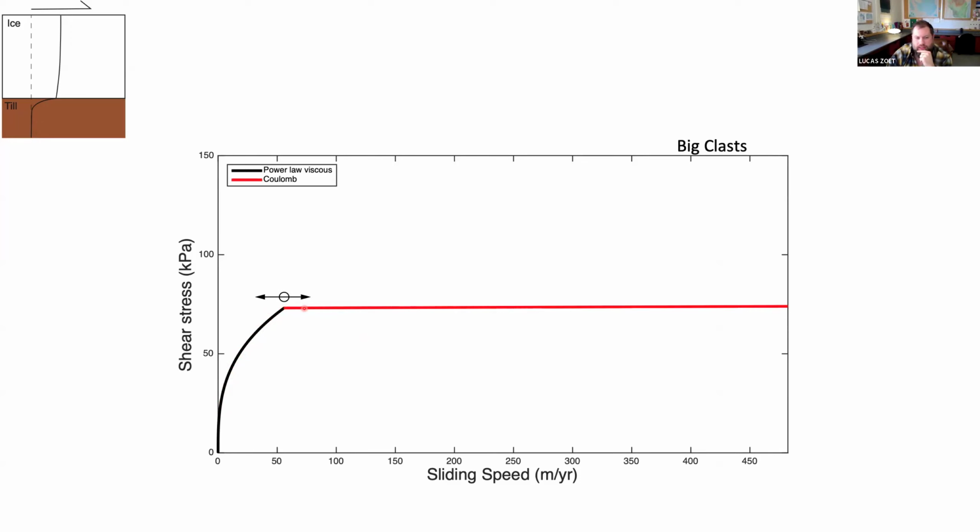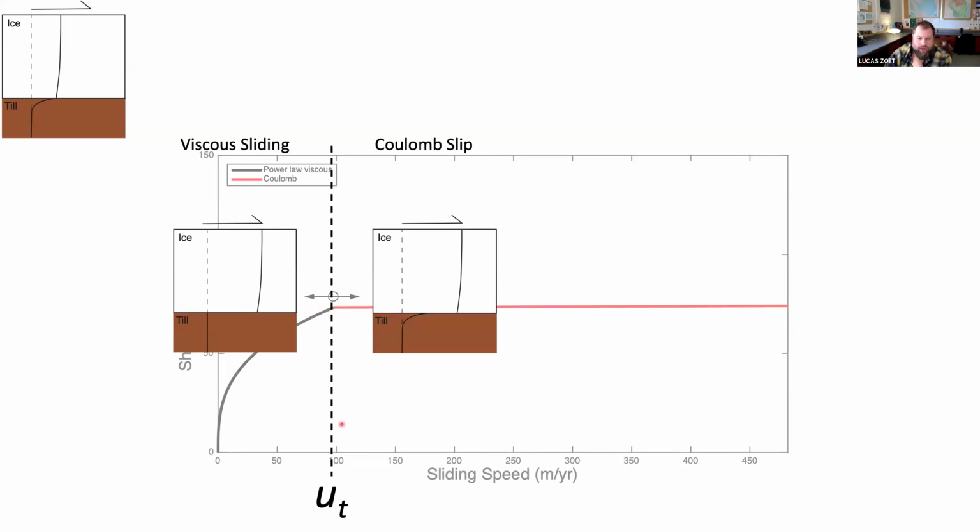So when we have big clasts, that transition happens at a slower speed. And when they're smaller and no clasts, it's the same general function, but that transition from the one type of sliding to the other happens at a slightly higher speed. And that transition speed, we call it U sub t. And so you can think of it as before this point, the ice is largely sliding atop the till without a lot of deformation going on within the till itself. Whereas once it surpasses this point, you've put enough traction on the bed where the till deforms, but you're also getting sliding up over the top.